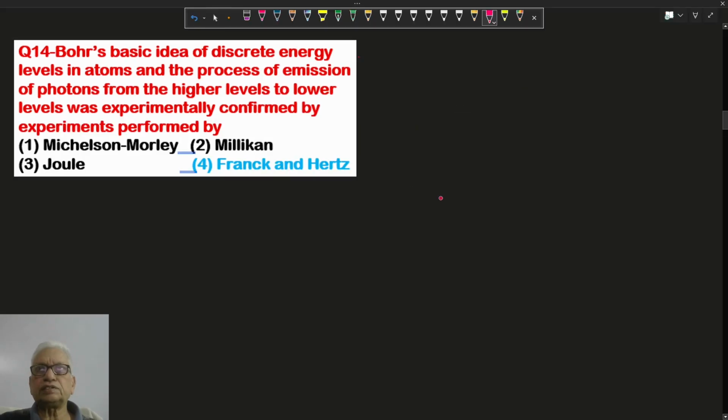In this question, Bohr's idea was confirmed permanently by these two scientists, Franck and Hertz. So option 4 is correct. You have to learn it simply.